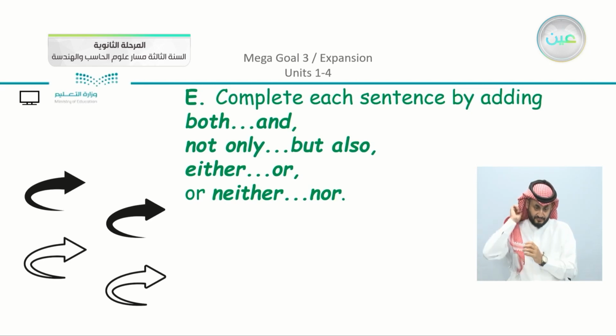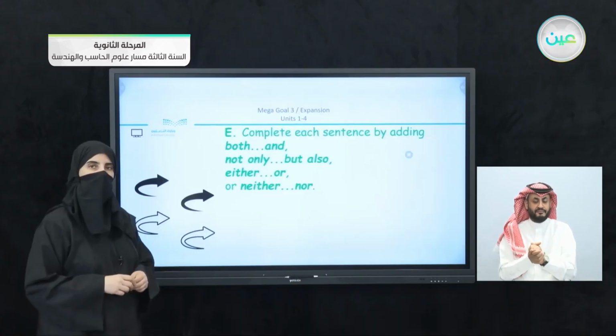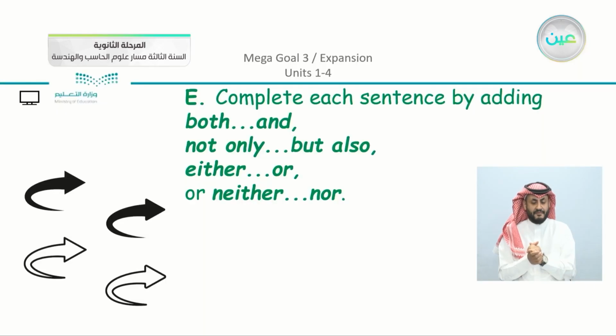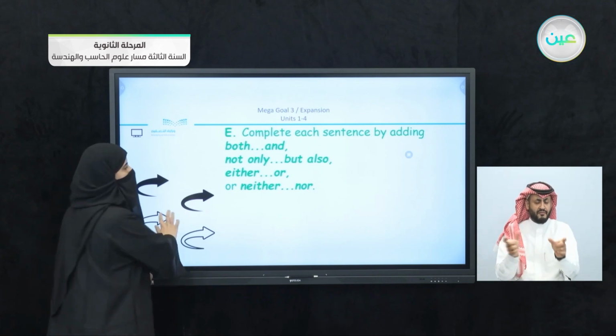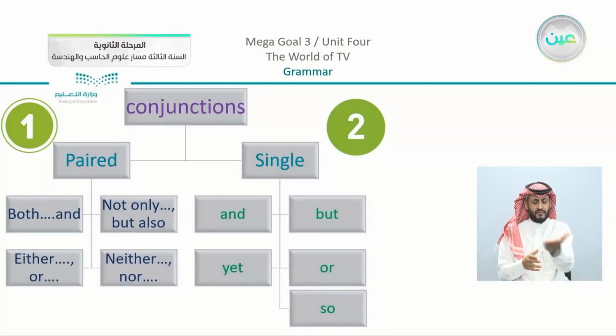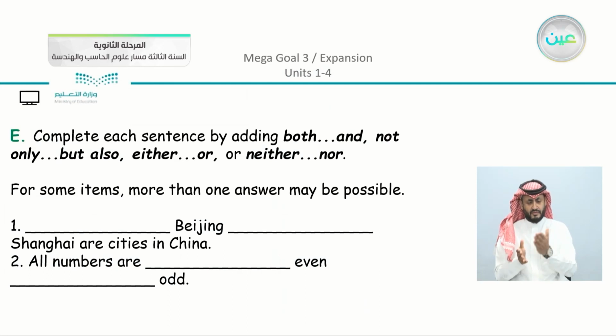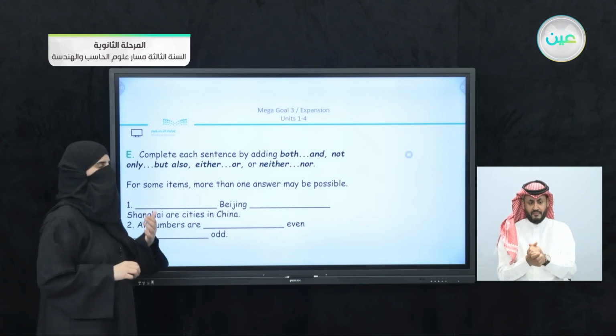Now, the last exercise that we have here in our part of the expansion is to complete each sentence by adding either both and, not only but also, either or, neither nor. Now, if you remember, these are all paired conjunctions, and we did study the difference between paired conjunctions and coordinating conjunctions. So we have our exercise: complete each sentence by adding both and, not only but also, either or, neither nor. And note that for some items, more than one answer may be possible.